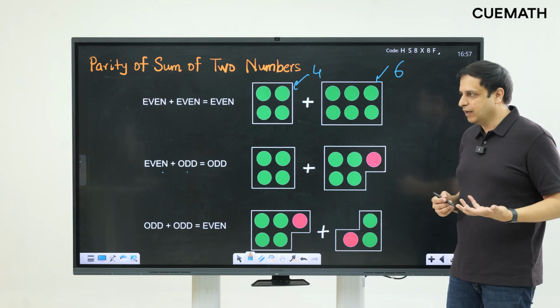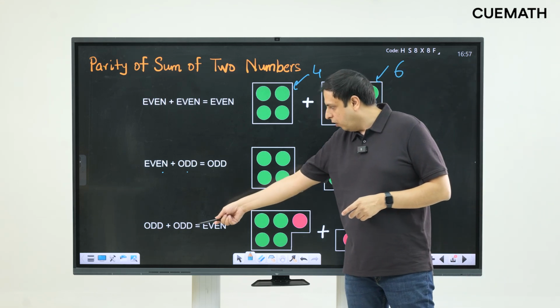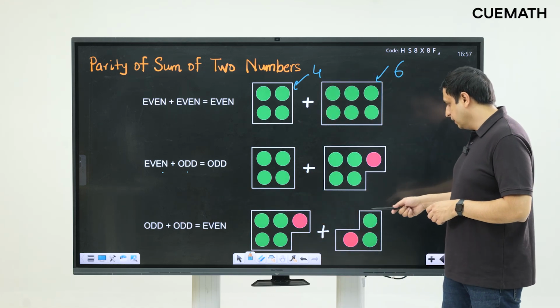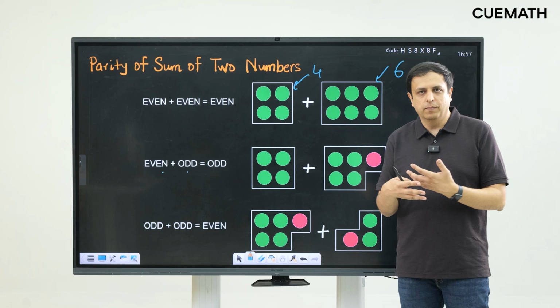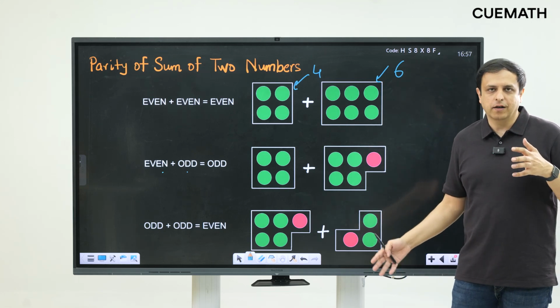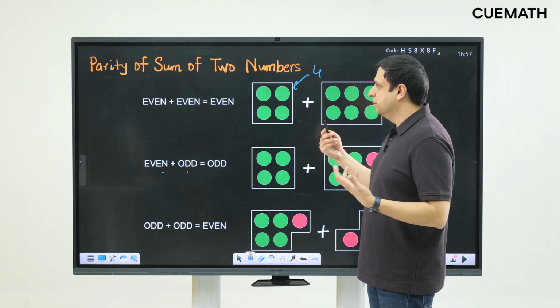You should get an odd number because the combination will be unbalanced. And finally, if you have an odd number and an odd number, what you should get is an unbalanced model combining with another unbalanced model, but they fit together to become balanced, and therefore an odd number and an odd number should sum to an even number. So that's the basic idea here.